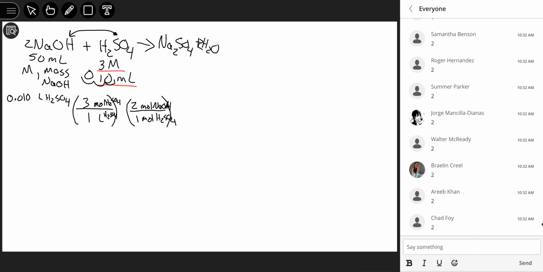Wait a minute. Try that again. Here, that number went here, right? And then the 1 went there. All right. So at this point, I have moles of sodium hydroxide. So how many moles of sodium hydroxide do I have at this point? It's going to be 0.01 times 6, so I guess that'd be 0.06.